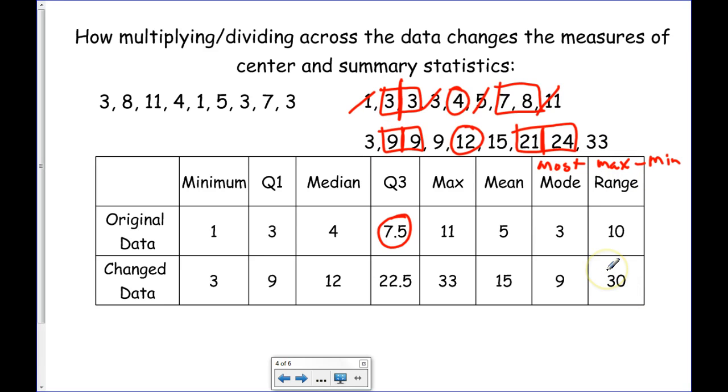So, how did our values change? Notice that each one was multiplied by 3. So anytime we multiply each of our data points by a number, our number summaries, our values, will also be multiplied by 3. What do you think would happen when you divided? Well, same thing. All of our values would also be divided by 3.